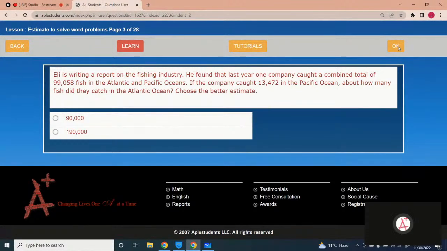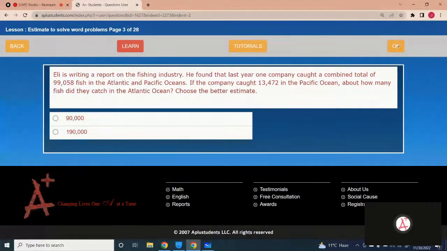Okay, the next one is: Ali is writing a report on the fishing industry. He found that last year, one company caught a combined total of 99,058 fish in the Atlantic and Pacific Oceans. If the company caught 13,472 in the Pacific Ocean, about how many fish did they catch in the Atlantic Ocean? Got it? So that 99,058 is the total amount of fish in the Atlantic and Pacific. You are given the Pacific one. You have to find the Atlantic one.